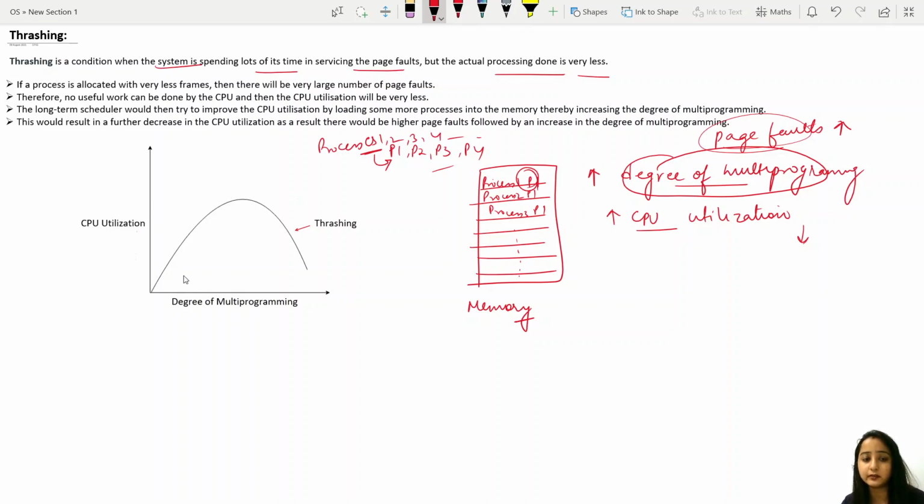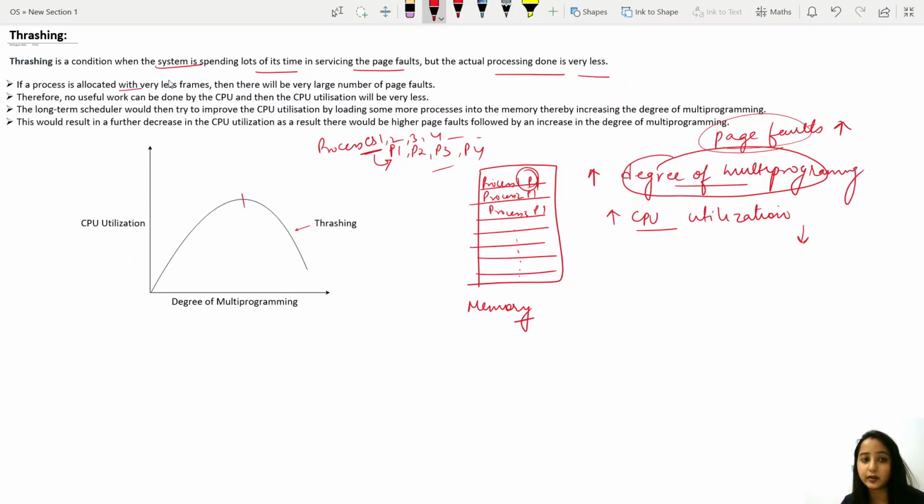So see here, the degree of multi-programming is increased, CPU utilization is increased, but then the system is involved in servicing the page faults, and thrashing comes. So your degree of multi-programming will decrease and the CPU utilization will also decrease. So this is the concept of thrashing.